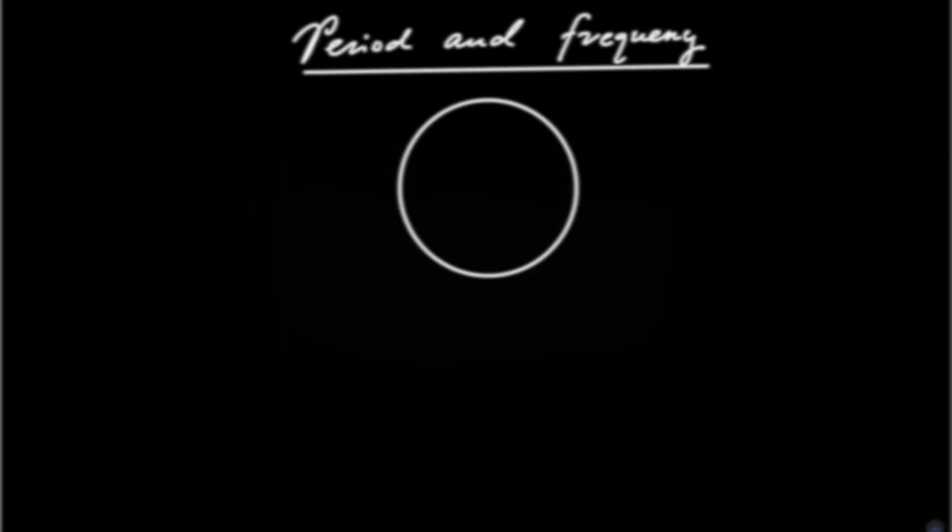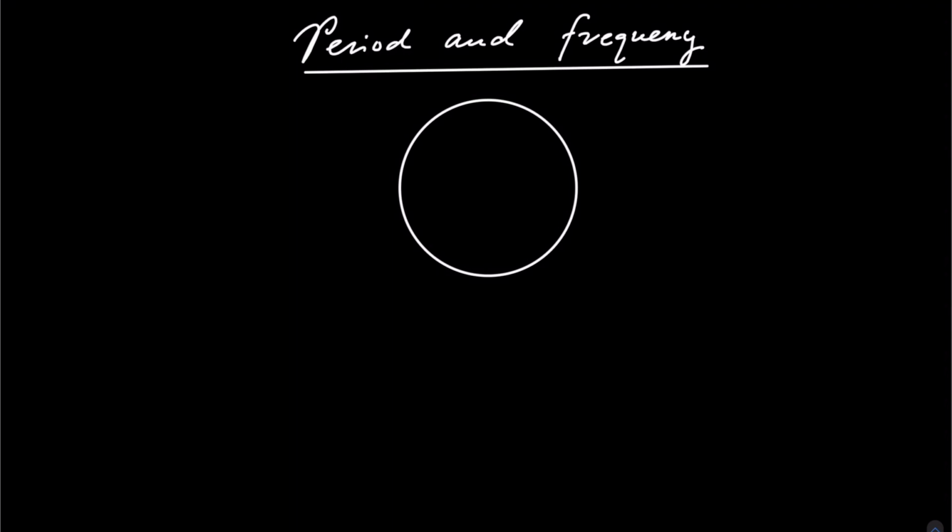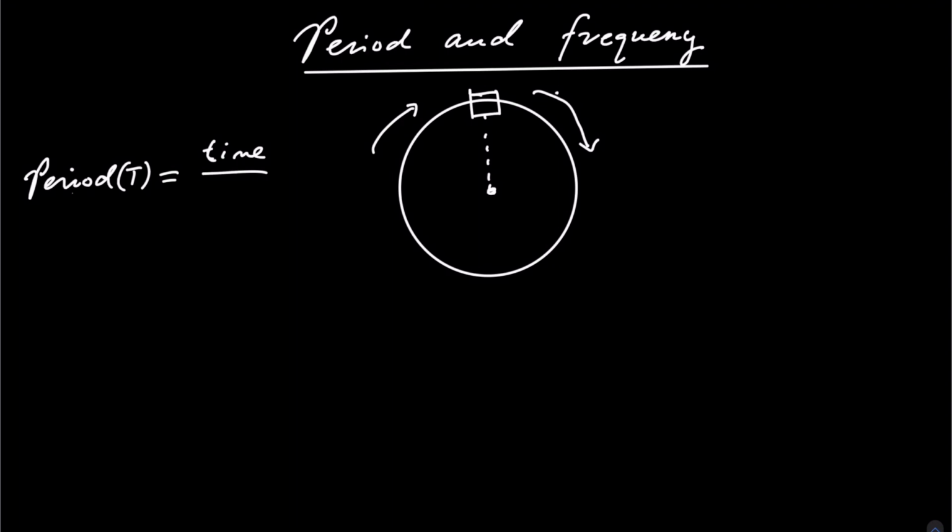Let's talk about the period and the frequency. When you have an object that goes around a circular path, let's say it starts somewhere there at 12 o'clock, a period T is the time that it takes to complete a full revolution, and the units for that will be in seconds. Similarly, we can also look at how many times the object completes full revolutions in 1 second. This is the number of cycles in 1 second.